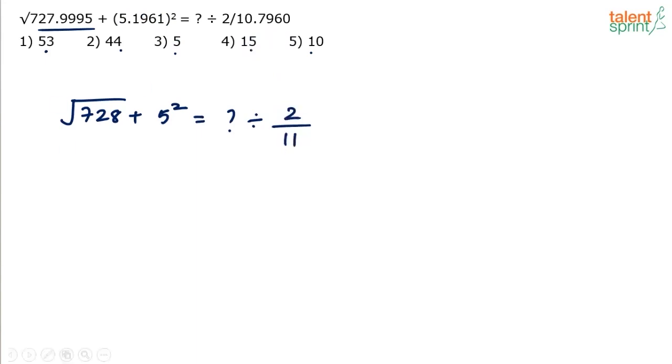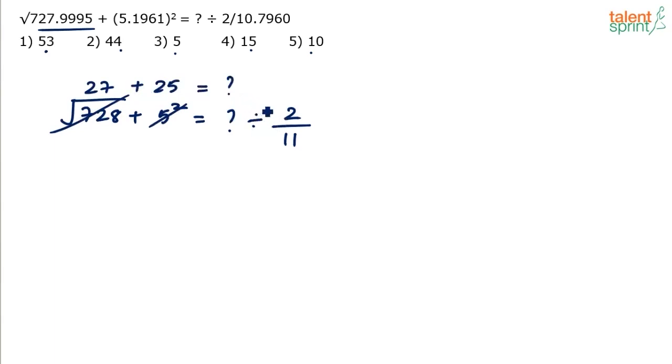So this is what we need to deal with, right? Find out what comes in place of question mark. Now see, 728 under root is very close to 729 under root. Square root of 729, and square root of 729 you know is 27. So this is approximately 27. 5 squared, 25. So we have 27 plus 25 on the left hand side, which is equal to question mark.